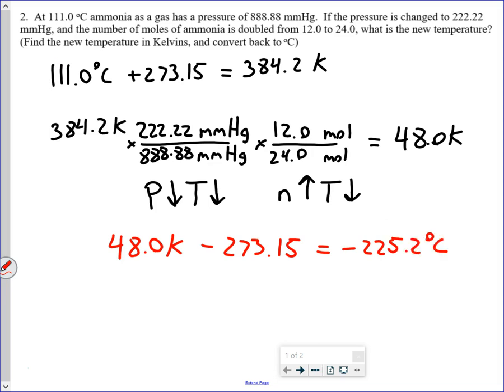Once again, we're using adding, subtracting, sig fig rules. So the Kelvin temperature that we had was the 48.0. That goes to the 10th place. The negative 273.15 goes to the 100th place, so our answer can only go to the 10th place.